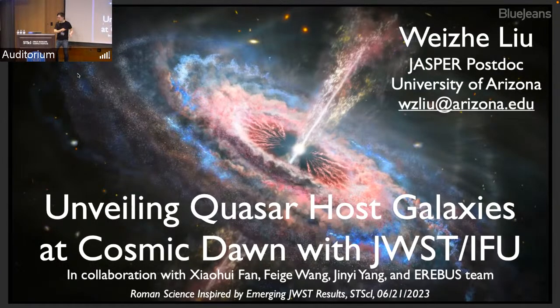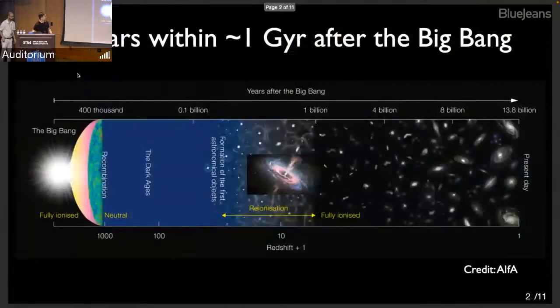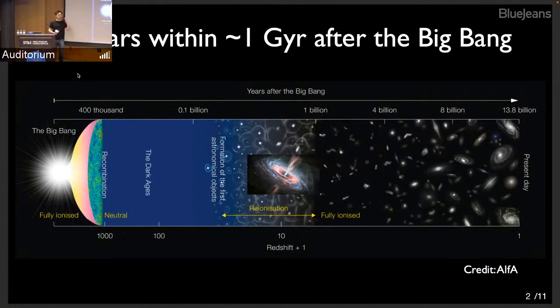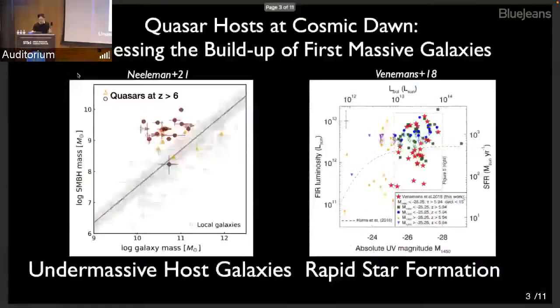Okay, as has already been talked about a lot, we now know that there are very numerous quasars with 10^9 to 10^10 solar mass black holes already existing within the first billion years of the universe. But we still don't understand how these supermassive black holes and their host galaxies came into being within such a short period of time. That is the motivation of my research.